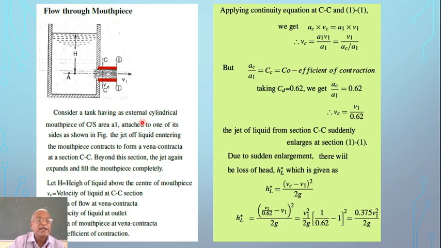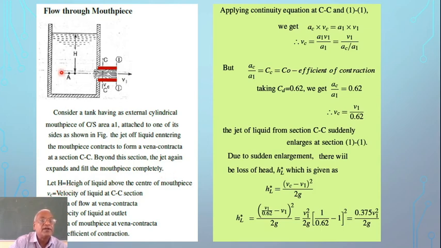So consider a tank having an external cylindrical mouthpiece of cross-sectional area A1. A1 is the cross-sectional area attached to one of its sides. The jet of liquid entering the mouthpiece contracts to form a vena contracta at CC here. Beyond this section, the jet again expands and fills the mouthpiece completely.